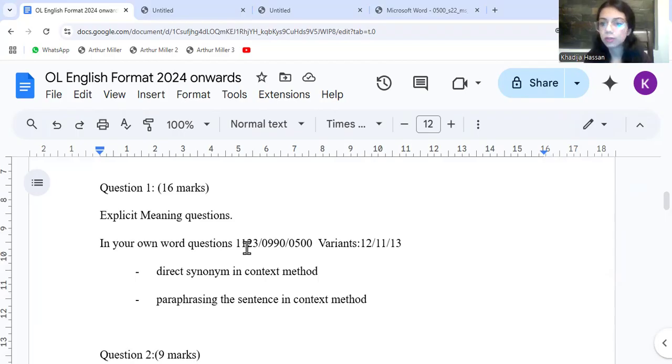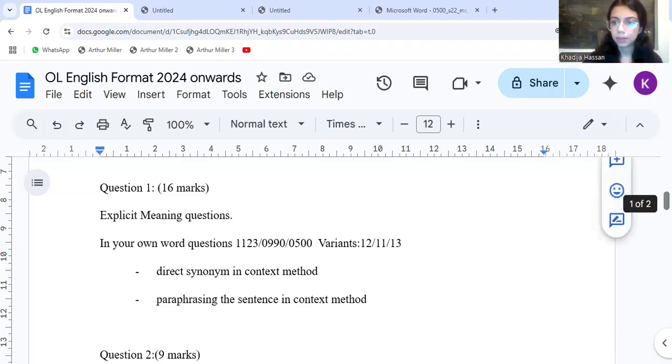Today we'll be using a 0500 paper, and we'll be solving its explicit meaning questions. So you can also use the direct synonym in context method or the paraphrasing the sentence in context method to answer the in your own word question within the explicit meaning question. This will be clearer once we go towards the paper.